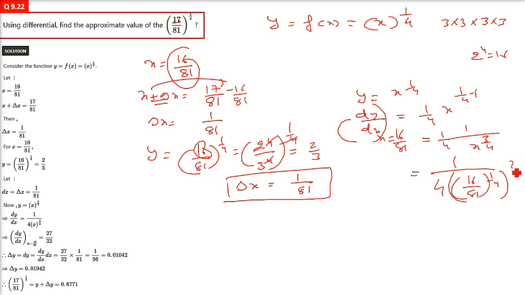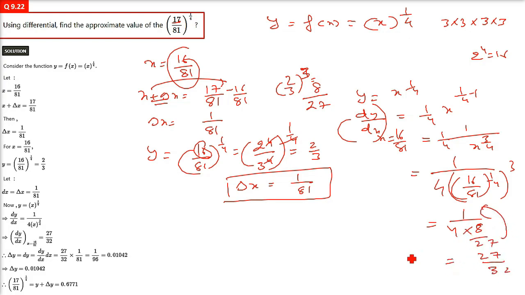So it's going to be 8 by 27. I'm saying 2 by 3 to the power 3: numerator is 2 to the power 3, that is 8. Denominator 3 to the power 3 is 27. So 1 by 4 and here you get 8 by 27. This goes up, 27, 32 comes in the denominator. So y at this x is 27 by 32.